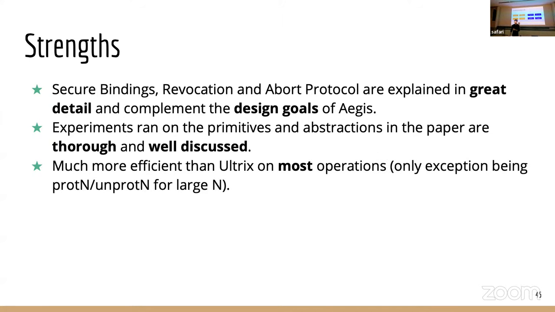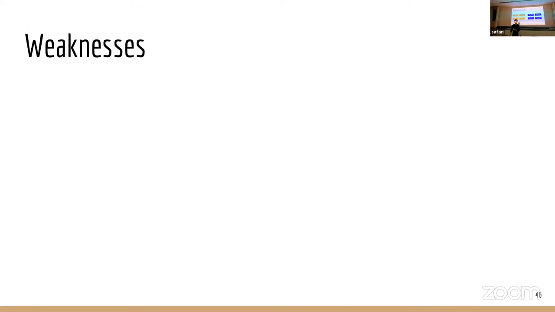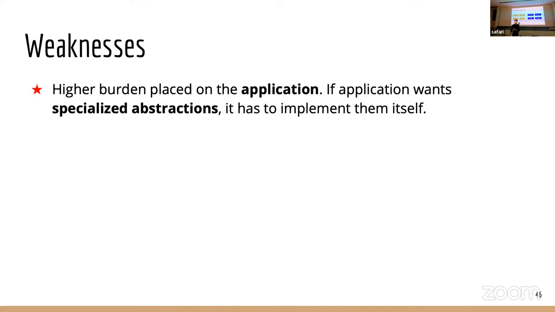IGES and XOS are much more efficient than Ultrix on most operations, with the only exception being the prot n and unprot n that we saw. And it is also much more feasible to efficiently implement new abstractions in IGES, I mean, sorry, than it is in Ultrix. However, these new abstractions come at a cost, which is the higher burden placed on the application. If the application wants a specialized abstraction, like the trusted remote procedure call, it has to do them itself.